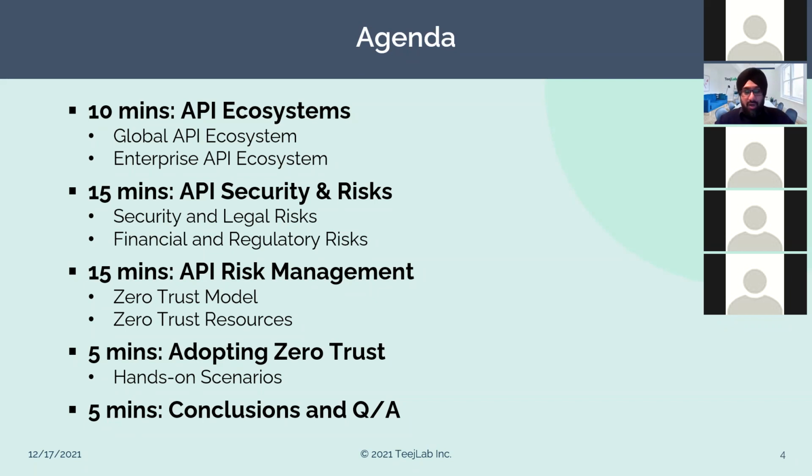This model, as you know, is not necessarily built for API risk management only. It's a larger model for enterprise-wide cybersecurity programs, but nonetheless, I will share some inspirations on how we can adopt this model for API risk related problems as well. If time permits, I will share some hands-on experience using our community platform, where I will walk you through some of the use cases with respect to API risk management related problems.